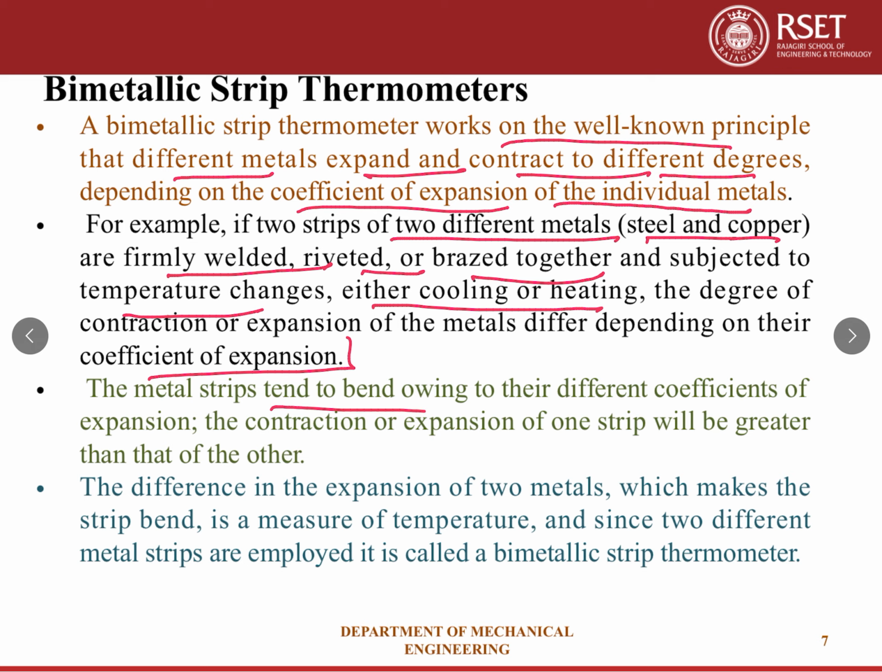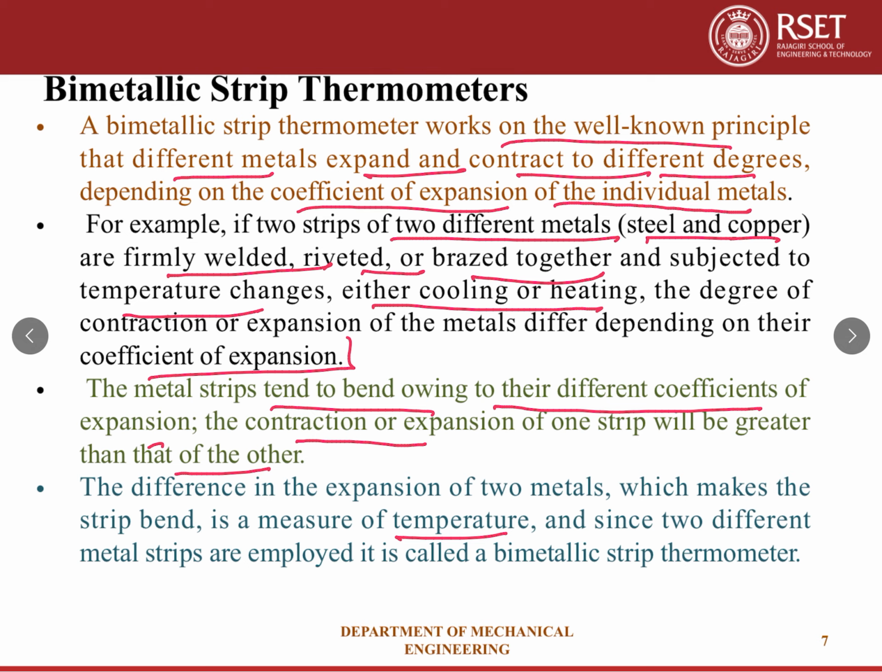The metal strip tends to bend. The metal strip will always bend because they are constrained to move. The strip tends to bend only due to different coefficients of expansion. The contraction or expansion of one strip will be greater than the other, so they will bend. So the difference in the expansion of the two metals which makes the strip bend is a measure of temperature. That is, the thermal expansion varies with the temperature, and it also depends upon the temperature coefficient of expansion.